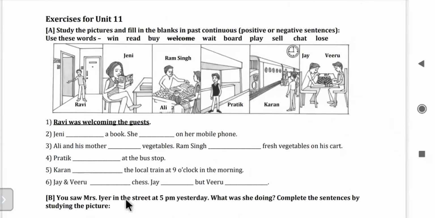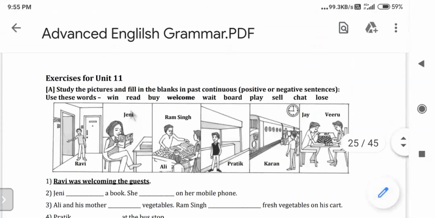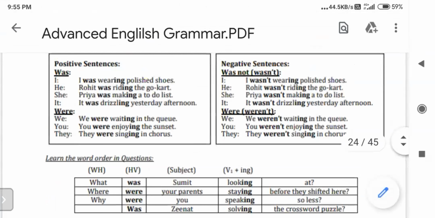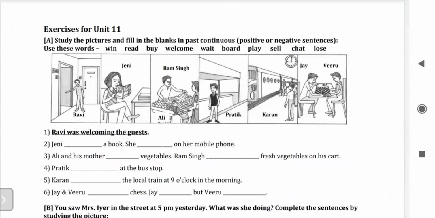Okay, since you didn't do the previous exercise, oh, wait a minute, we might be out of time. We're out of time. We have to go to the vocabulary. I wanted you to just do one of these. So for example, let's just do it very quickly. Study the pictures and fill in the blanks in past continuous, positive or negative sentences. I don't even want you to do these right now. This is for your homework. So just tell me what's going on in this picture.